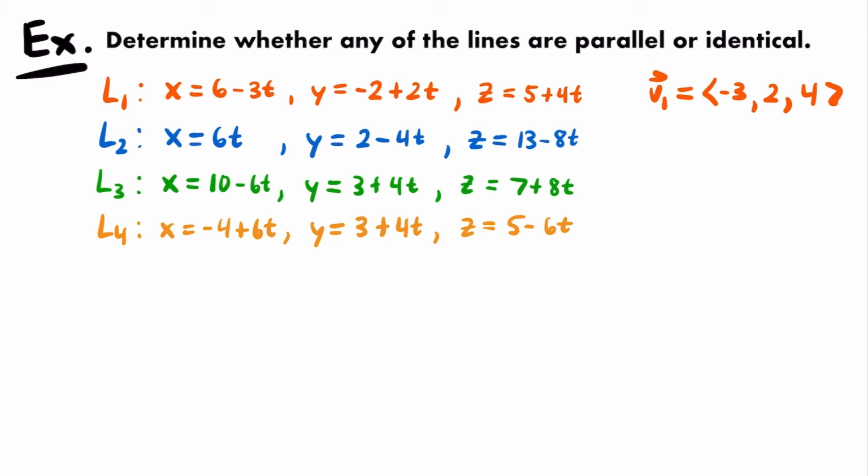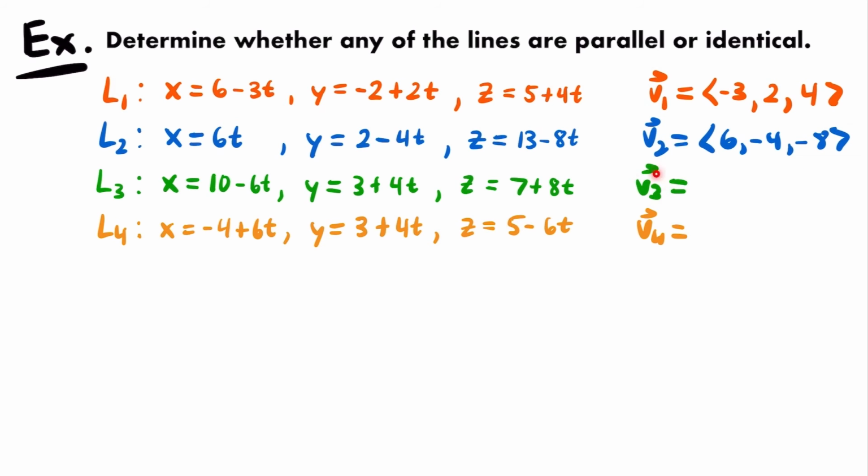Now let's repeat that process for these other three lines, and I'm going to go through it a little bit quicker this time. We're going to be looking for vector v2, vector v3, and vector v4, the direction vectors for these three lines. Let's start with vector v2, the direction vector for line 2. For line 2, we have x is equal to 6t, y is equal to 2 minus 4t, and z is equal to 13 minus 8t. The coefficients of t in these three equations are 6, negative 4, and negative 8. So those will be the direction numbers, or the components of this direction vector. So we will have 6, negative 4, negative 8.